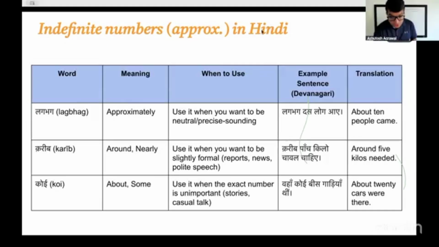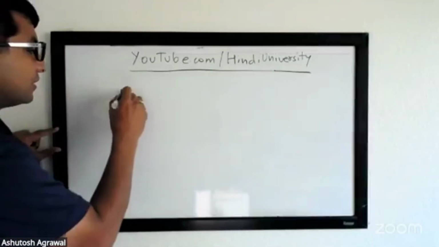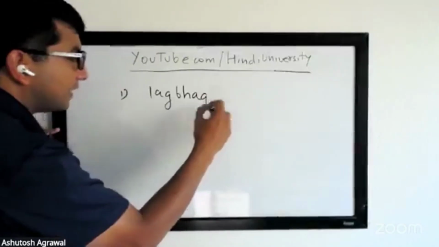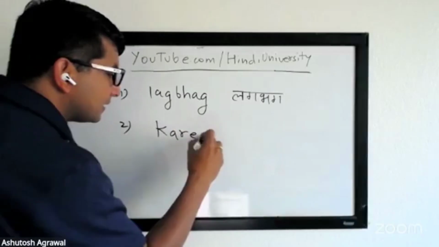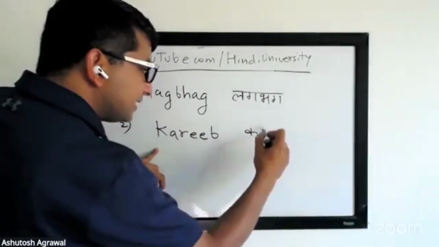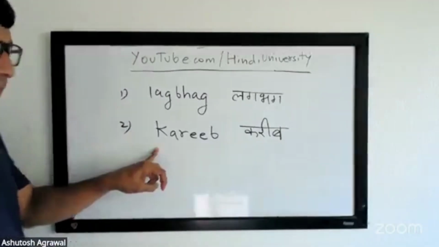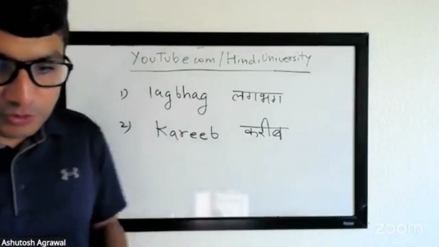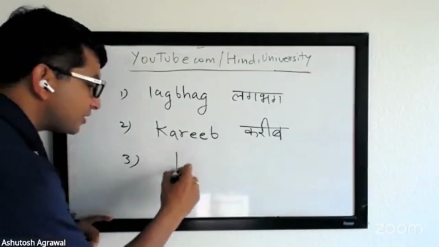So I'm going to stop the sharing, and I'm going to write it down for you so you can follow along with me. The first one I mentioned was lagbhag, okay. The second one we have is kareeb, okay. Kareeb has two different meanings. One is approximation. It also means close. Like if you are close to someone, you will also use wo mere kareeb hai, right? And the third one I mentioned is koi.